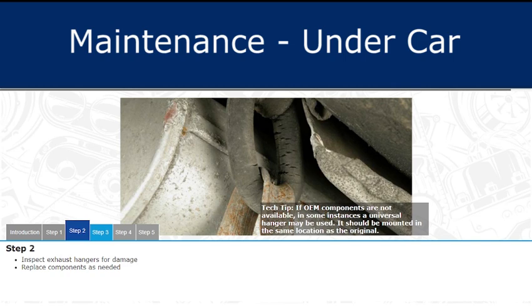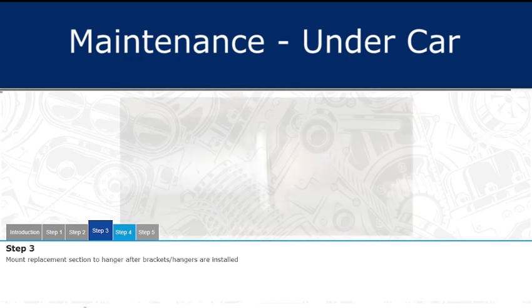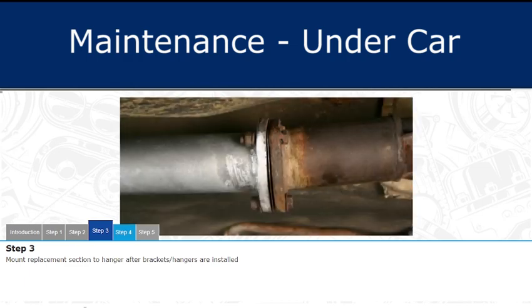Inspect the exhaust hangers for damage. Replace any components as needed. Note that if OEM components are not available, in some instances a universal hanger may be used. It should be mounted in the same location as the original hanger. Once the brackets and hangers have been properly installed, attach the replacement section.